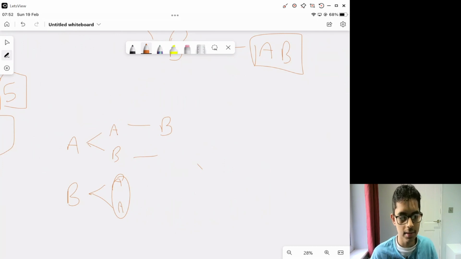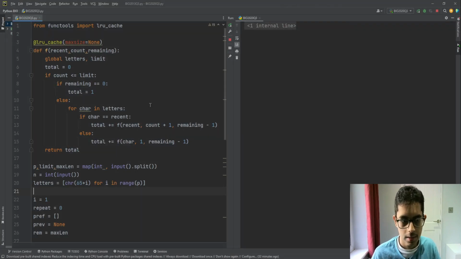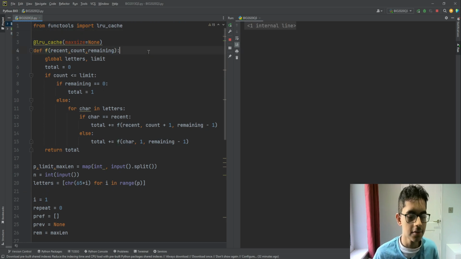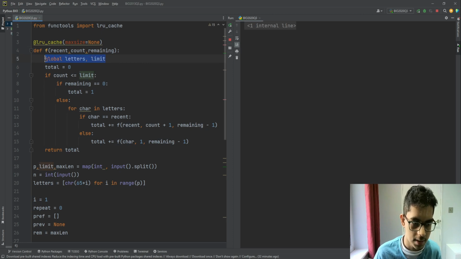And now let's just have a quick look at the actual code itself. I'll come back to what these two lines do. It's a Python specific thing, but let's have a look at this f function. This f function generates how many permutations are possible given a certain string. That's what I was talking about as the first recursive function. You obviously need to know how many letters there are and what the limit of letters is as well, which is why these are defined as global variables.